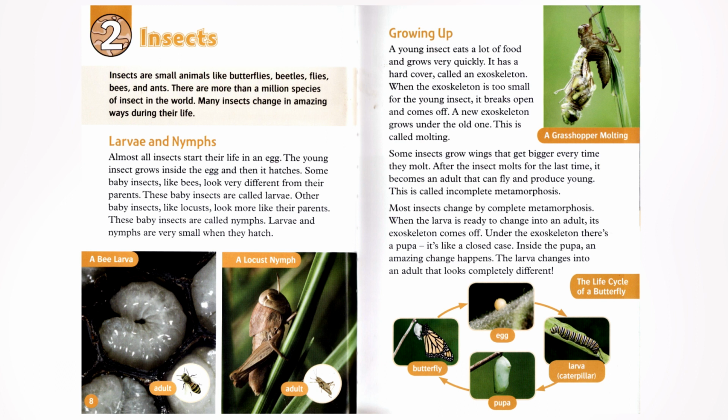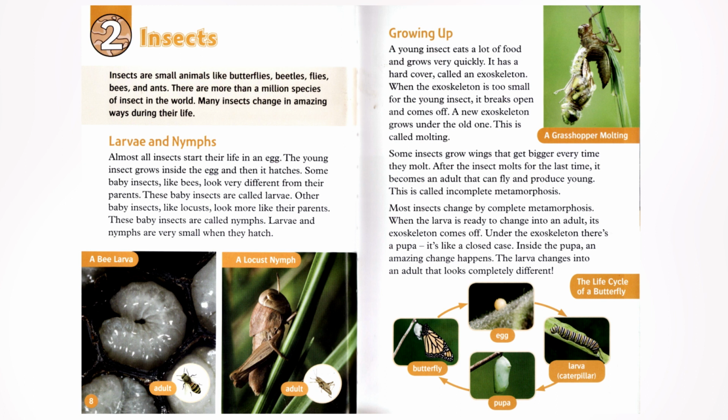Larvae and nymphs. Almost all insects start their life in an egg. The young insect grows inside the egg and then it hatches. Some baby insects, like bees, look very different from their parents. These baby insects are called larvae. Other baby insects, like locusts, look more like their parents. These baby insects are called nymphs. Larvae and nymphs are very small when they hatch.